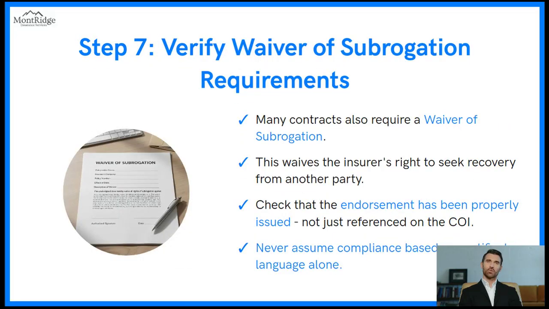Step 7. Verify waiver of subrogation requirements. Many contracts also require a waiver of subrogation. This waives the insurer's right to seek recovery from another party. Check that the endorsement has been properly issued, not just referenced on the COI. Never assume compliance based on certificate language alone.